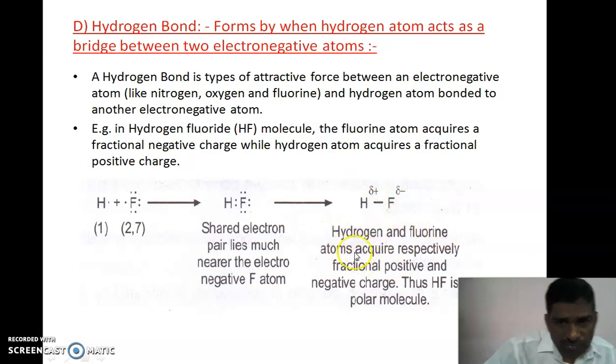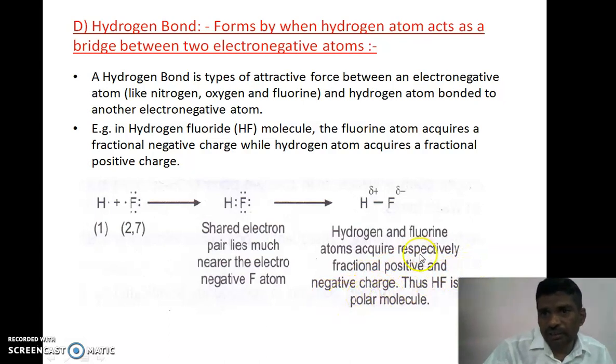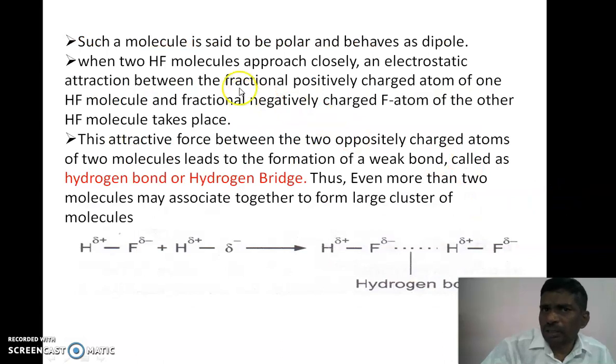Fractional positive and negative charges are formed on the hydrogen and fluorine. Such a molecule is said to be polar and behaves as a dipole.